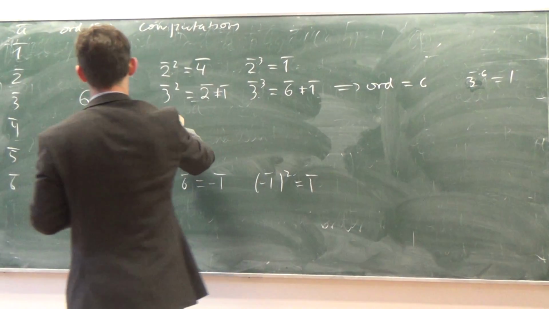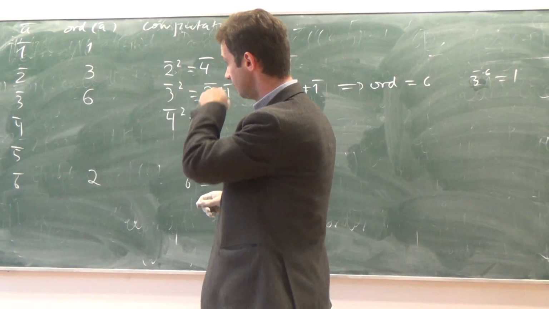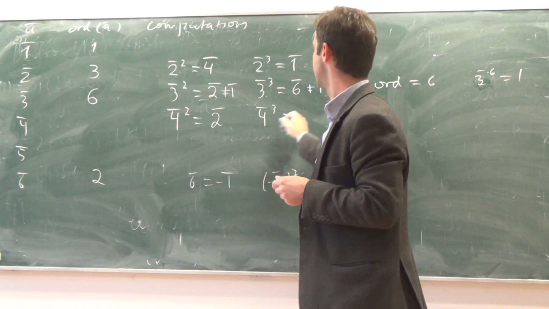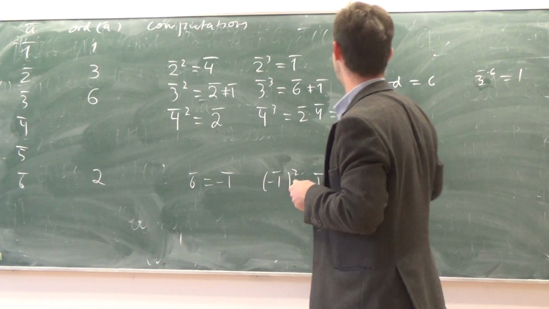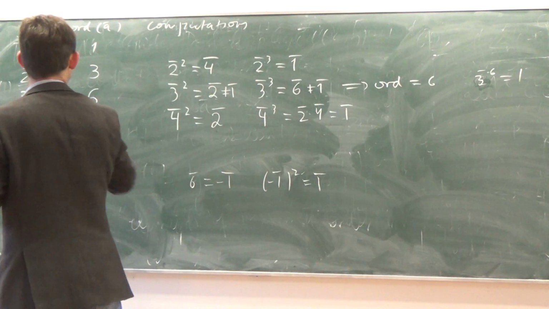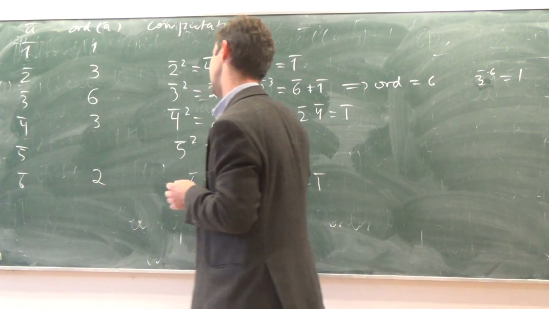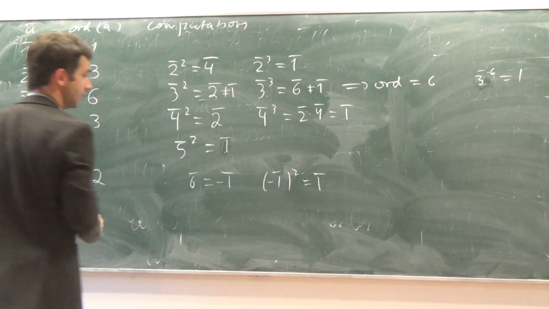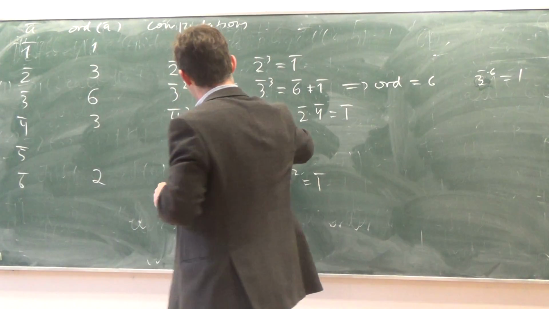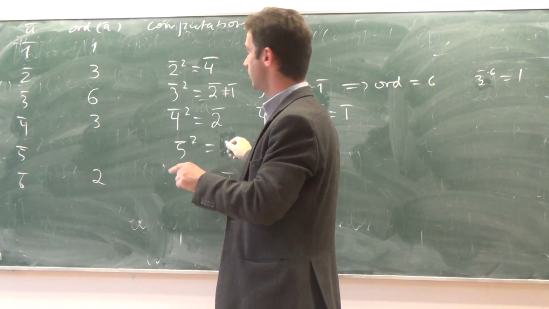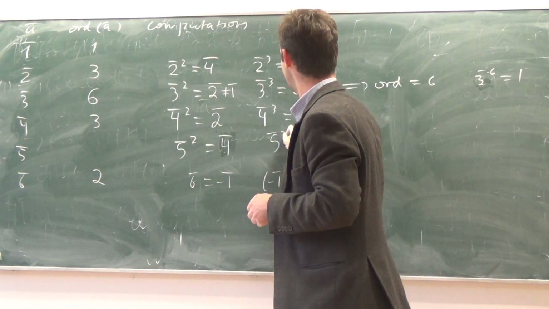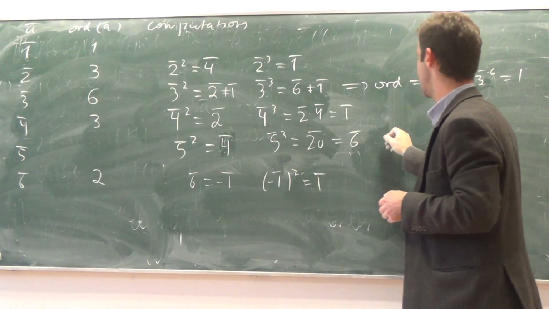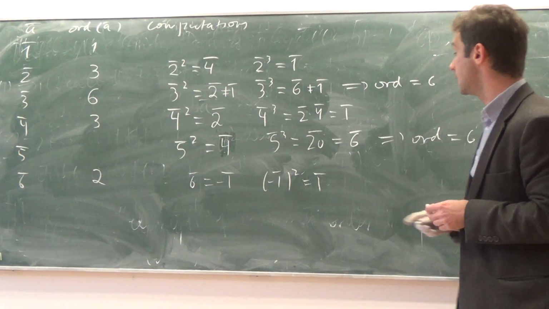Now 4 squared is 16, which is 2. 4 cubed is 2 times 4, 8, so 1, so order 3. 5 squared is 25. Mod 7, it will be 21 plus 4, so it's 4. It's not a 1. 5 cubed, I can take this times 5, it's 20. It's 6. And you see again, the order is 6 because it's not 2 and not 3.